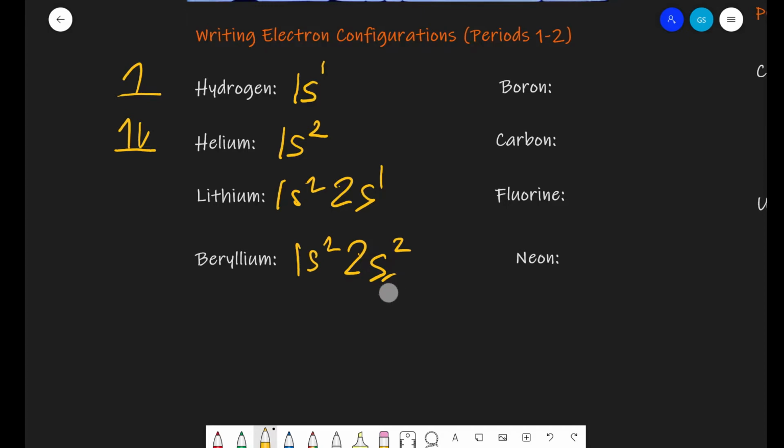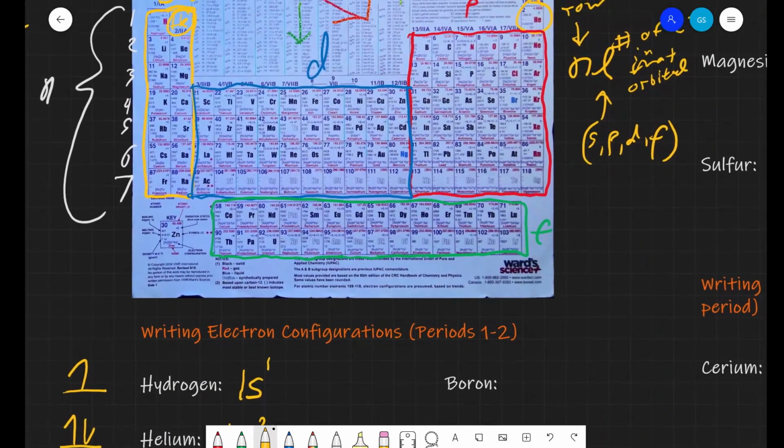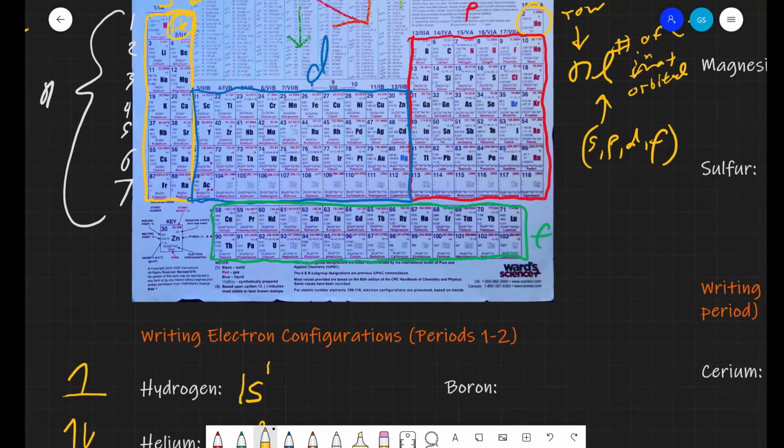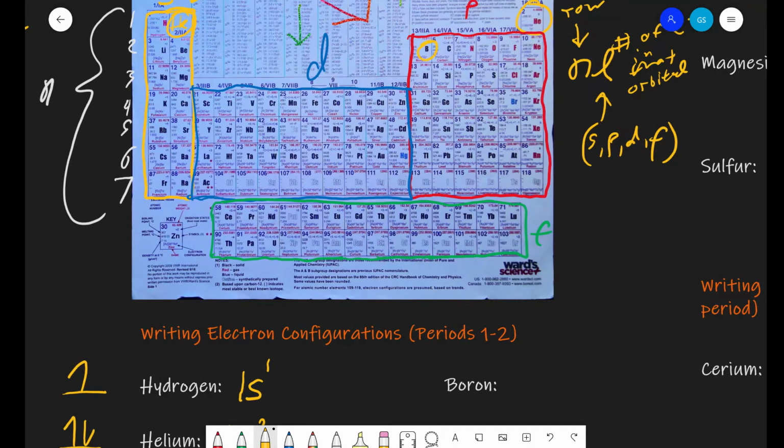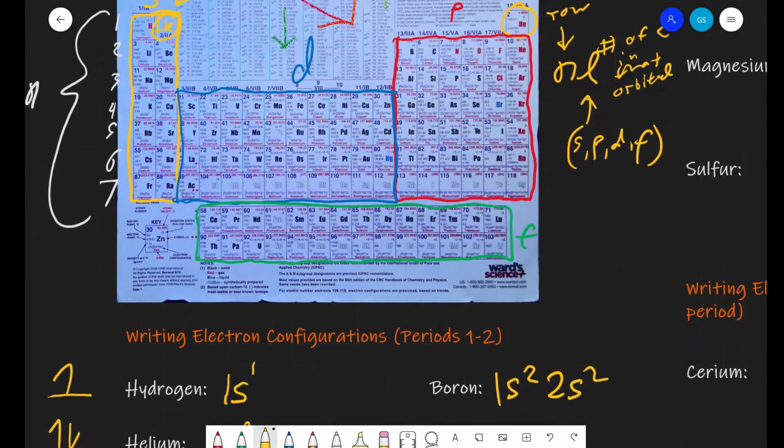So that's beryllium. Let's say now we did boron. So boron is right here. It's in the second row, so we have to write the previous row stuff. So 1s2, and then we have to write the s block stuff. So 2s2, because we're just counting, we're sort of tracking our steps basically. And now we're moving on to the p block. So it's in the second row, it's in the p block, and we put 1 electron.